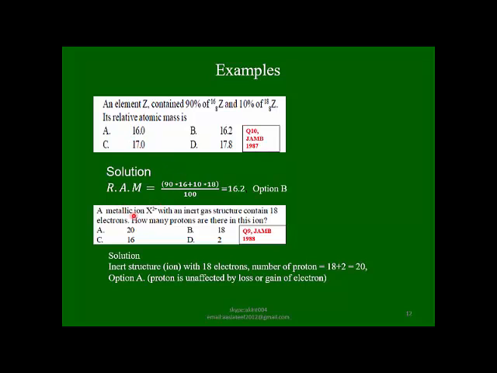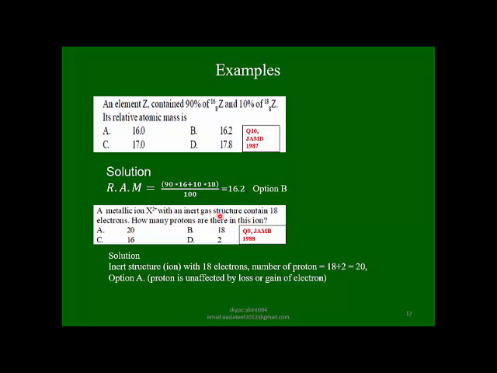A metallic ion, this hypothetical ion with 2 plus, with an inert gas structure, contains 18 electrons. How many protons are there in this ion? Question 9, 1988. The question says, this ion, X2 plus, this is a dimetallic element, is having an inert gas structure.